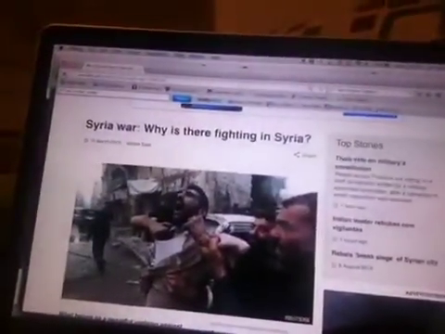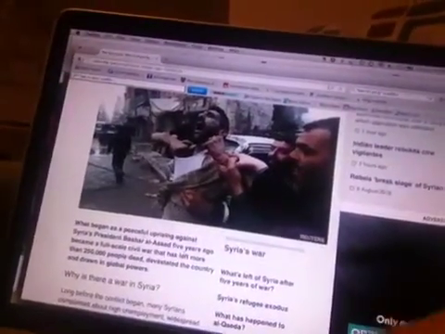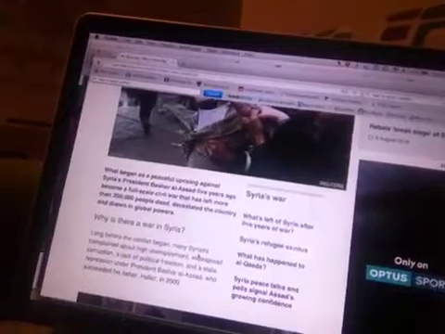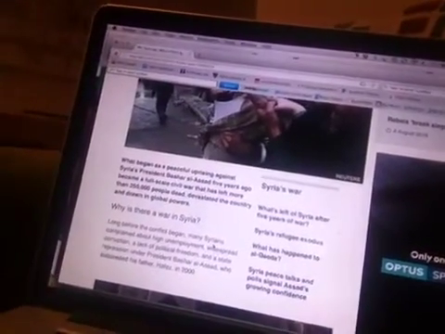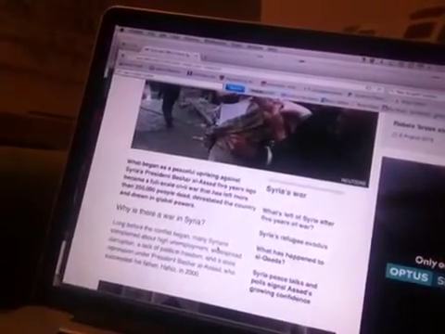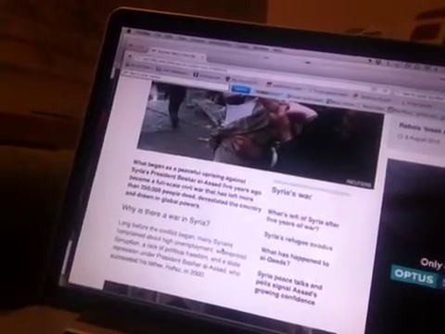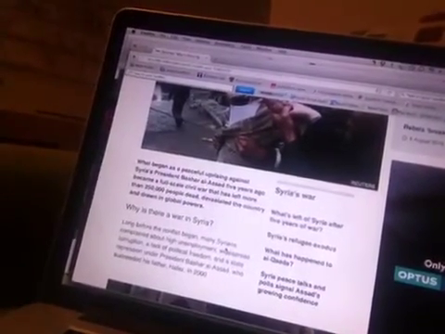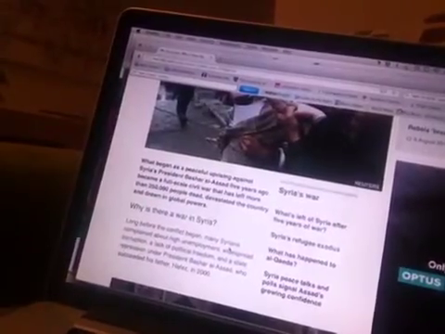As you can see, it's about the war in Syria, and if I scroll down a bit, you can read, why is there a war in Syria? And it says, long before the conflict began, many Syrians complained about high unemployment, widespread corruption, a lack of political freedom, and a state of repression under President Bashar al-Assad.